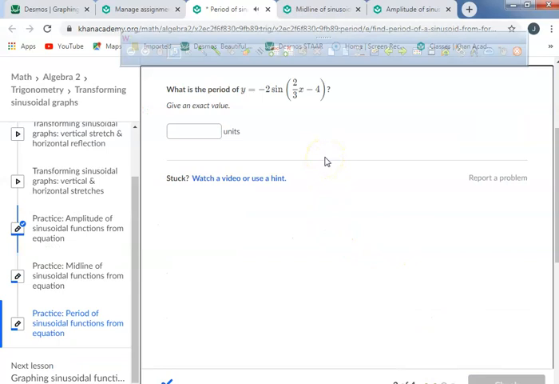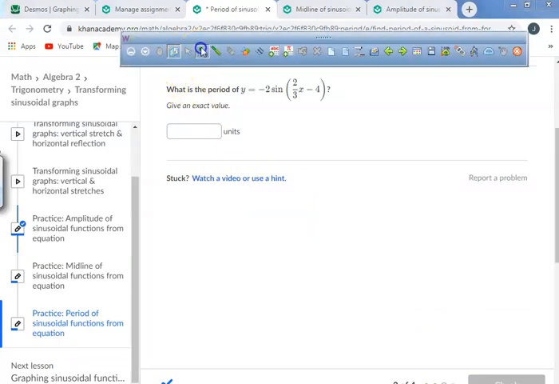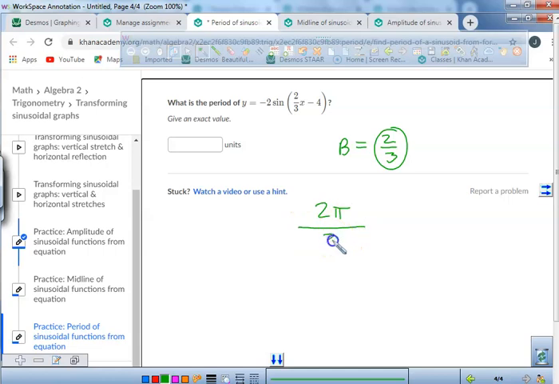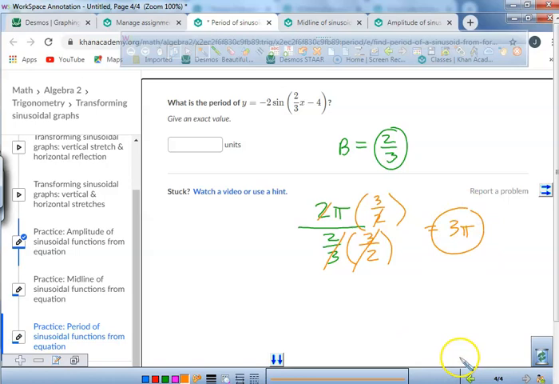Okay? I'm going to do one more dealing with the period, and that's going to be all of this video. So what is our B value right now? Our B value is 2/3. So I have to literally take 2 pi and divide it by 2/3. Now, if you wanted to do this by hand, all you'd have to do is multiply the denominator and the numerator by its reciprocal, because these will cancel out. And this 2 will cancel out this 2, and you're going to be left with 3 pi. That's how you do it by hand.